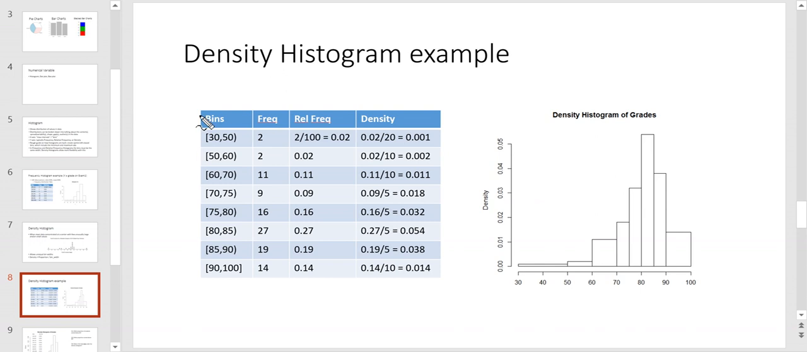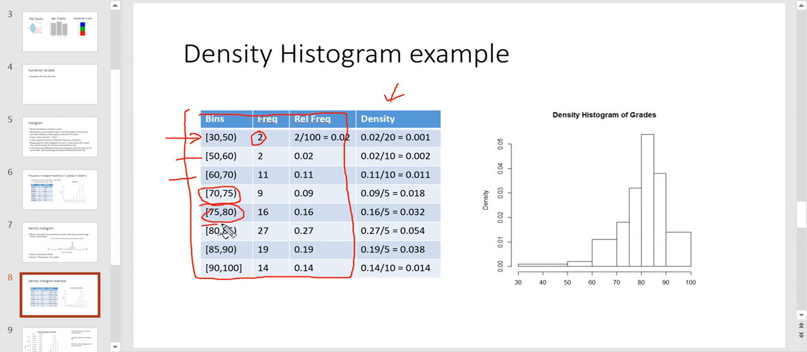You can see I have the bins and the frequencies and the relative frequencies. Ignore that last column for a second. You see I've combined the 30 to 40 and 40 to 50, as I said I would. I left the 50 to 60, 60 to 70 alone. I split the 70 to 80 into 70 to 75, 75 to 80. I also split the 80 to 90 into 80 to 85, 85 to 90. Those were the two best choices, this one being the best and that one being the second.